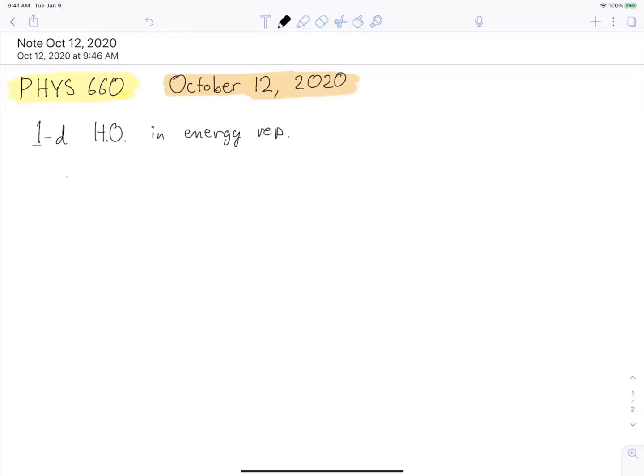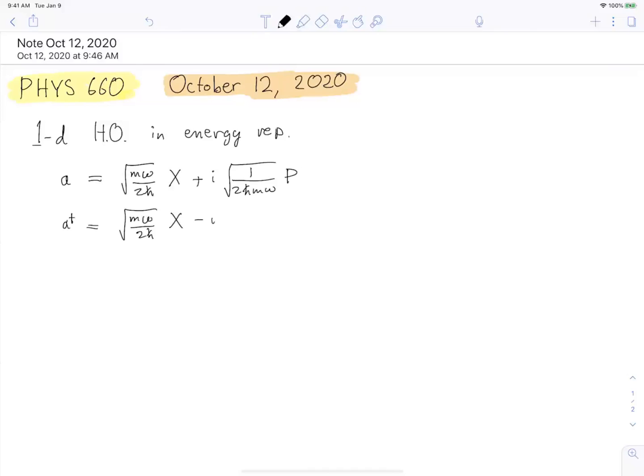Okay, and so the first part of that is you write down an operator called the lowering operator, a, which is the square root of m omega over 2 h bar times the position plus i times the square root of 1 over 2 h bar m omega times the momentum, and its Hermitian conjugate. So you basically just change the i into minus i, because everything else is either real numbers or Hermitian operators.